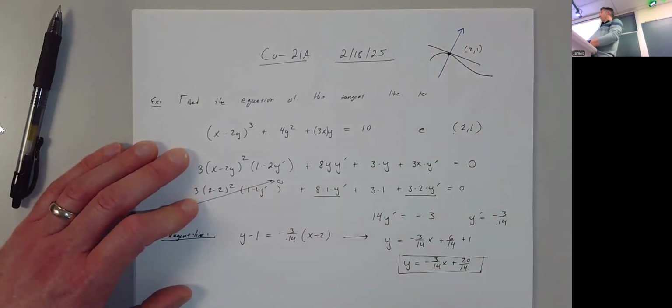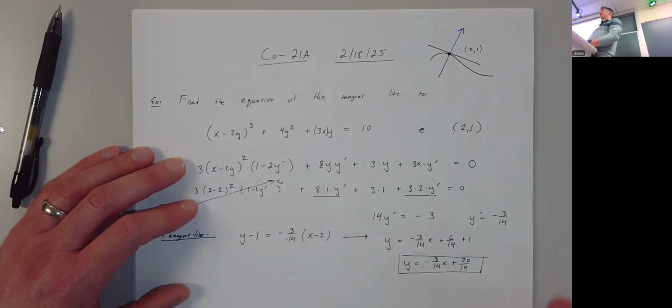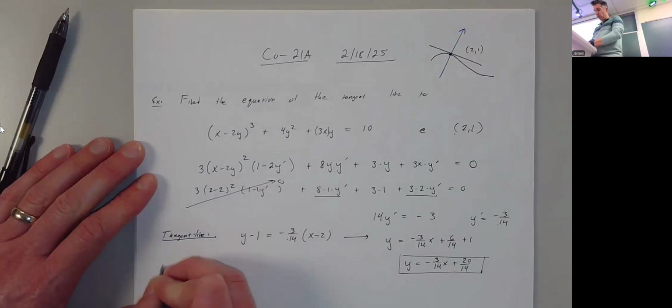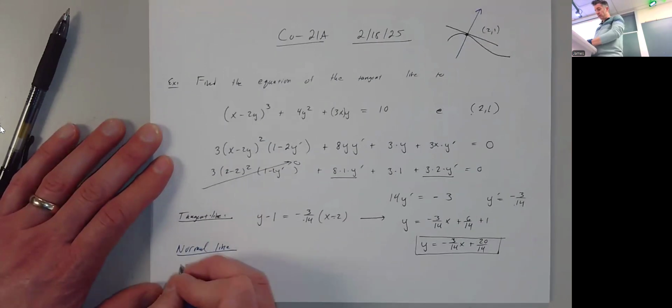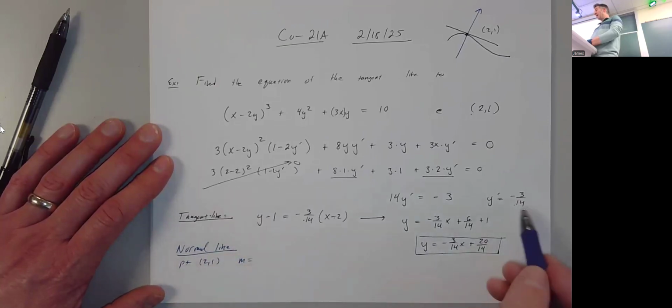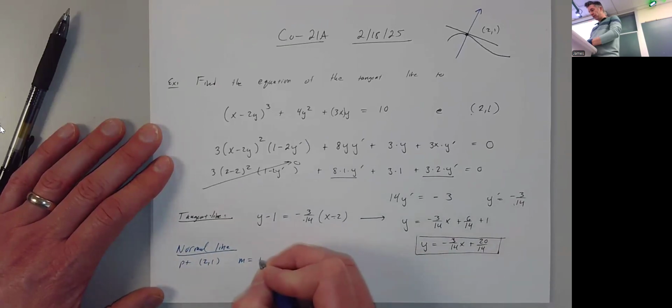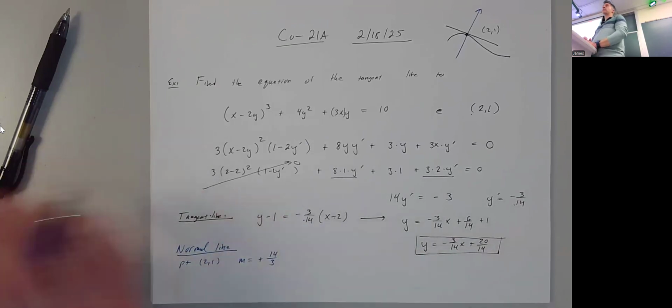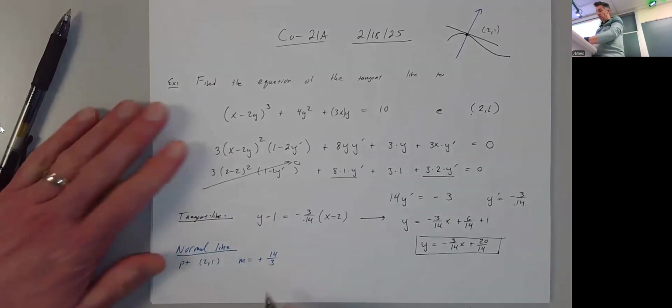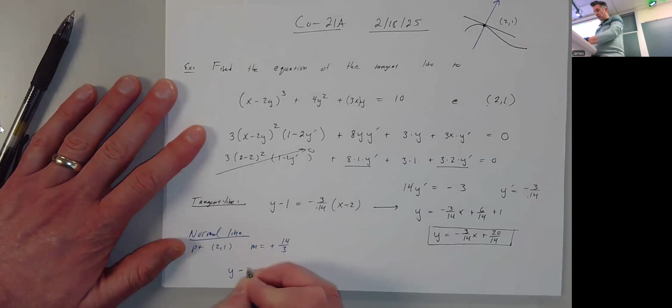Same point, (2, 1), different slope. In fact, the slope of the perpendicular line is the negative reciprocal. So for the normal line, our point is still (2, 1), but our slope, instead of being negative 3 over 14, is going to be positive 14 over 3. And then same way of writing the equation of the line. We're going to say that y minus 1 is equal to our slope, which is 14 thirds, times x minus 2.